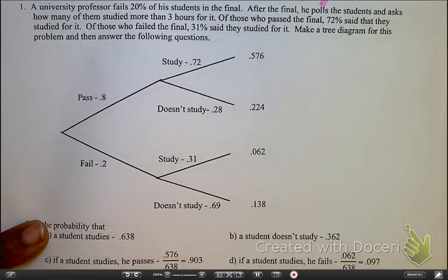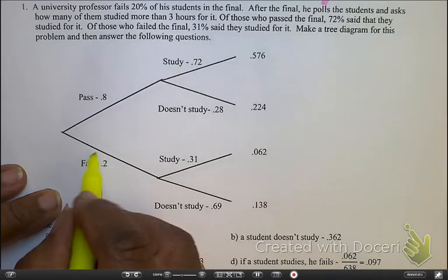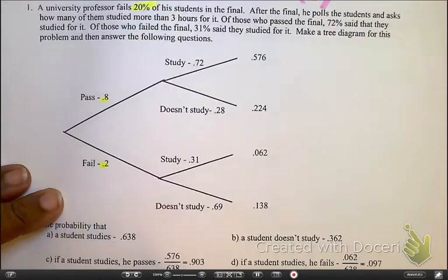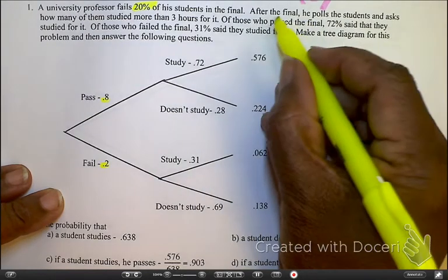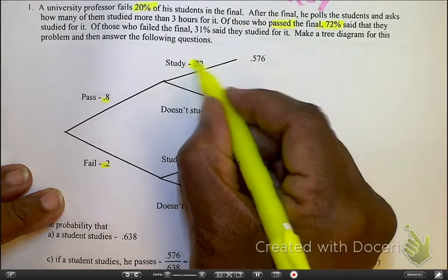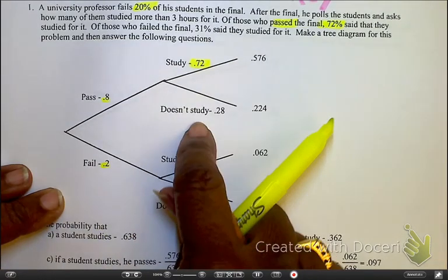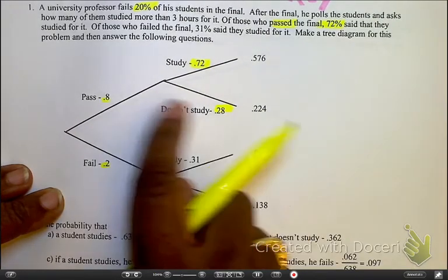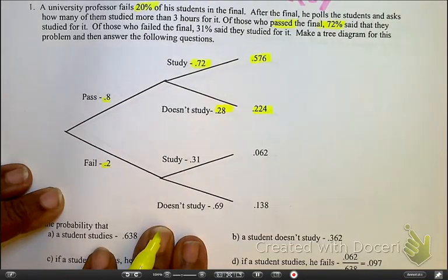Okay, now let's talk about how this tree was derived. First of all, we have the students, either they failed or they passed, based on this information right here. And then based on them studying 3 hours or more, we're saying the ones that passed the final was 72% that passed it. Here they passed, but only 28% that did not study passed the final. So right here is the probability of both occurrences.